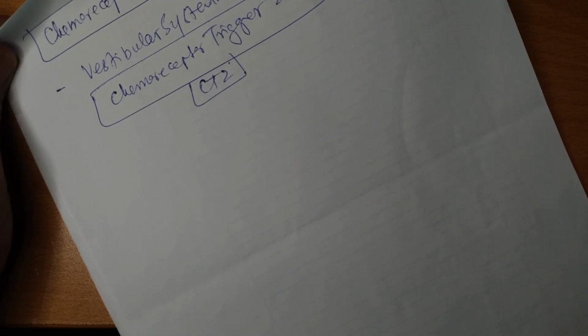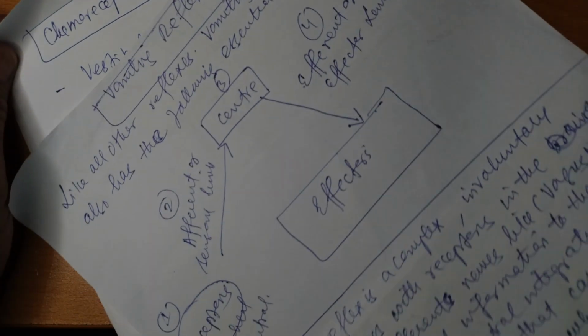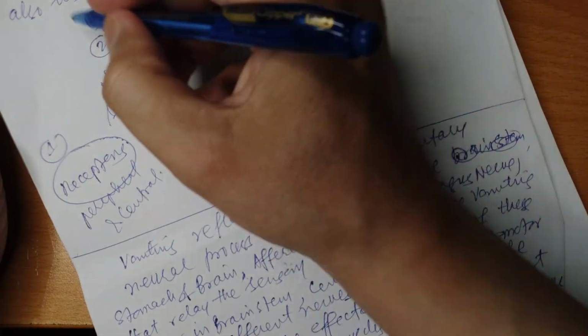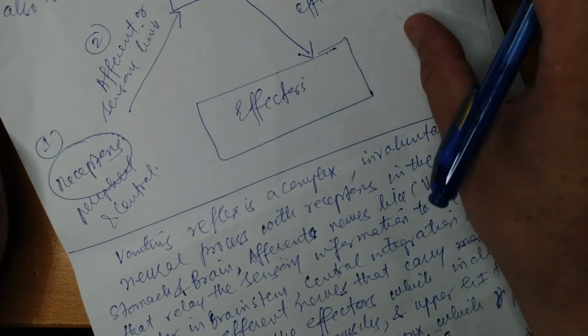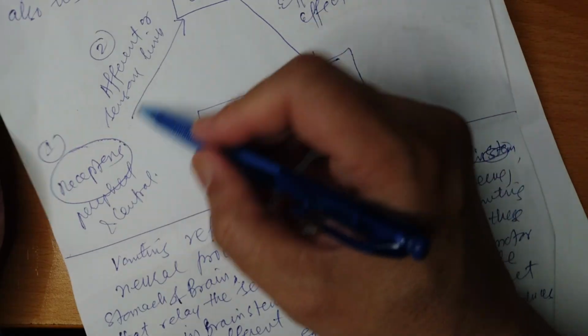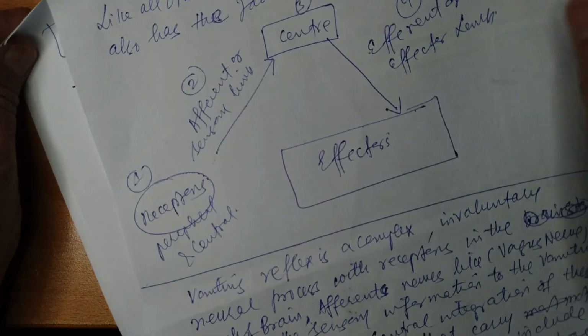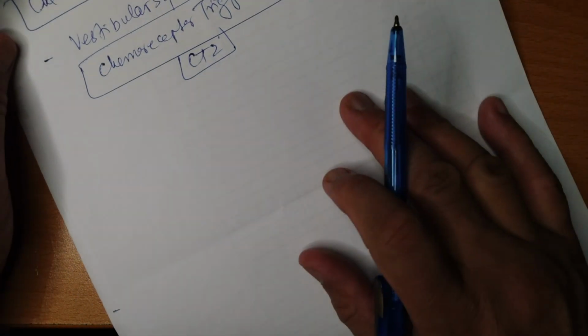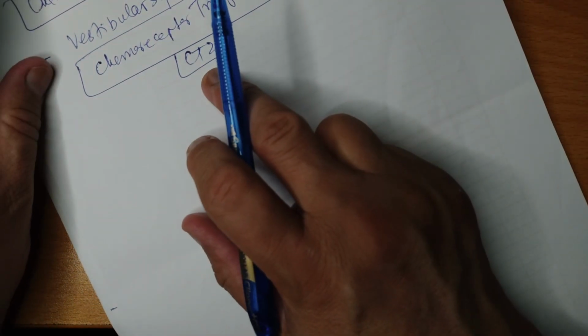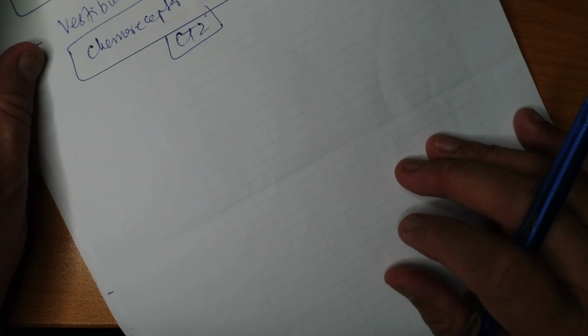As I mentioned in the previous diagram, these are the receptors. The second one is the afferent limb or sensory limb, which conveys the information to the center. So these were the central receptors which are present in the chemoreceptor trigger zone, and the peripheral receptors which we have discussed in the stomach, pharynx and esophagus and all parts of the body.